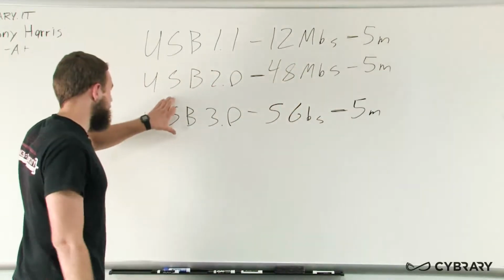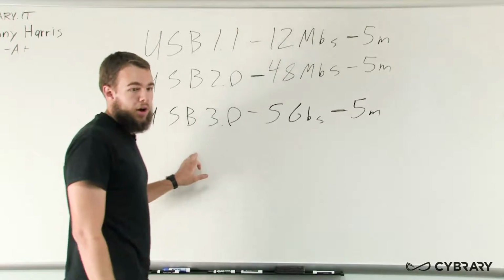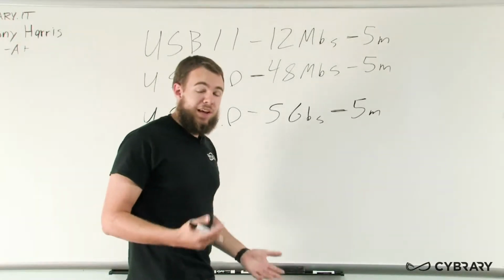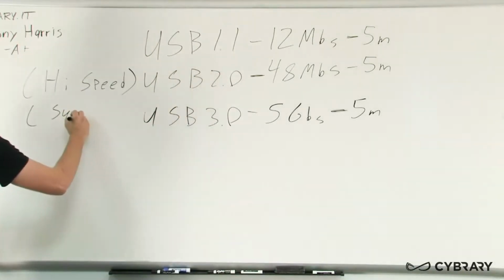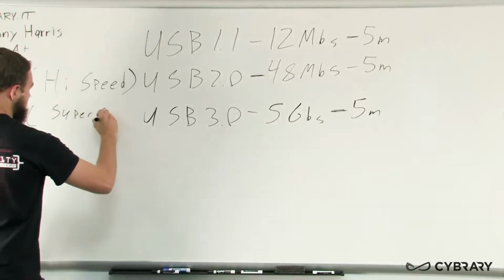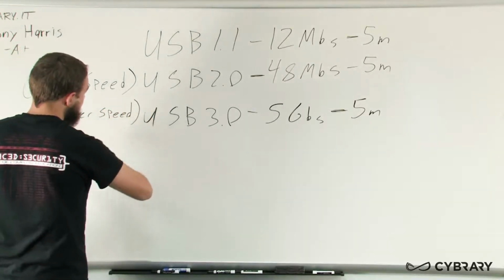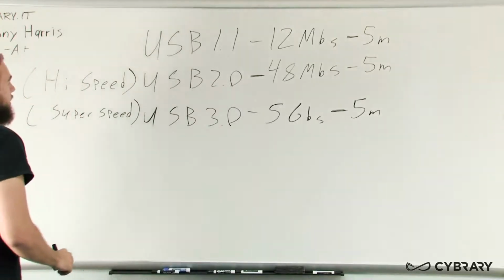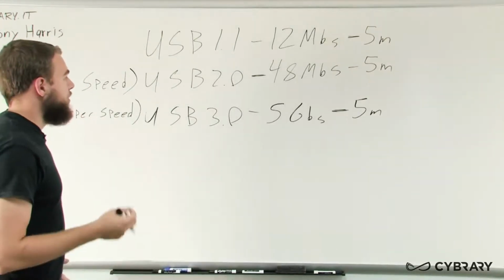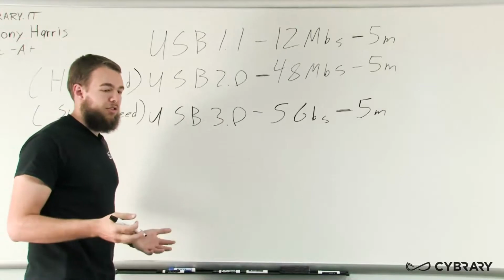The USB 2.0 and the USB 3.0 actually have sort of nicknames that people may call them by. The USB 2.0 you may see called the high-speed USB connector, and the USB 3.0 you may see as super speed. Now, there's one more type of USB connection that we need to mention.